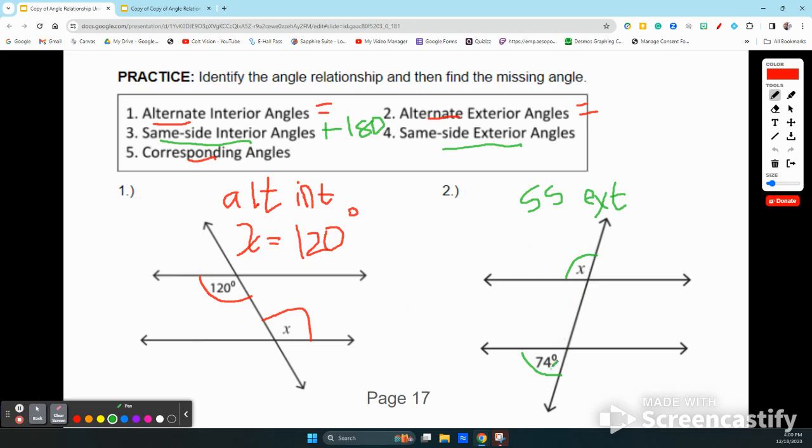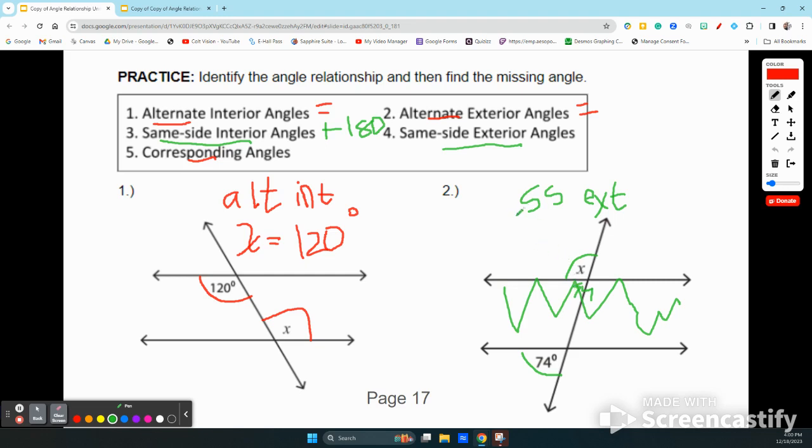The reason why is that if we could squish this space here, bring this line up to lay on top of this line, you'd see that this 74 and x would make a straight line. Another way of looking at it is if I take this 74 and bring it up to the corresponding angle here, 74, then I would make a linear pair. So that's why they are supplementary.